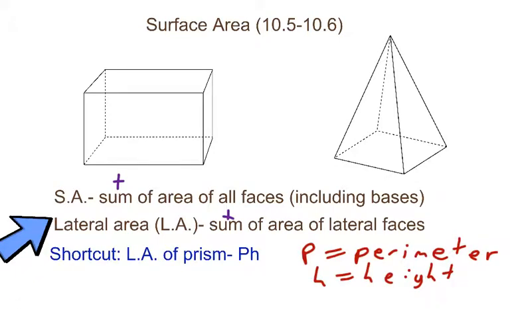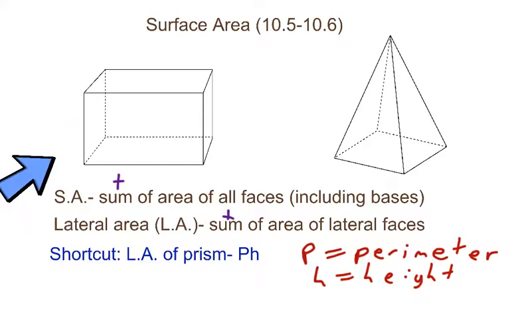Now there is a shortcut. The shortcut is you just take the lateral area of a prism as just the perimeter times the height. So for instance, instead of finding this area, this area, this area, and this area, we could just find the perimeter of that bottom face there and multiply it by the height of the prism. So that can definitely save us a little bit of time.